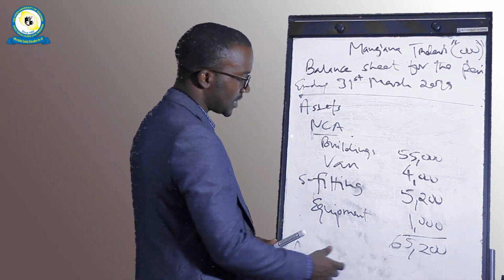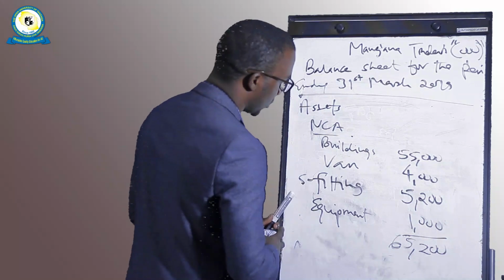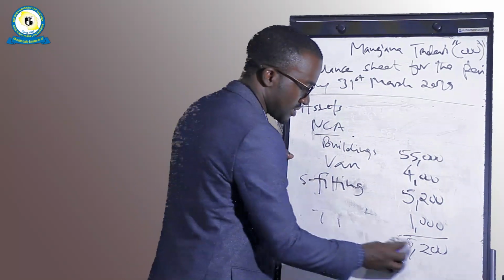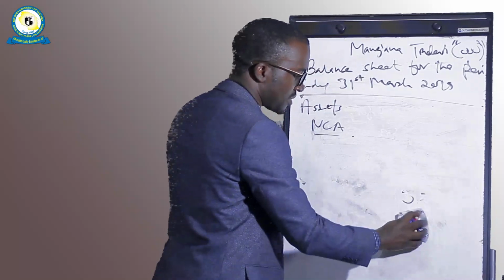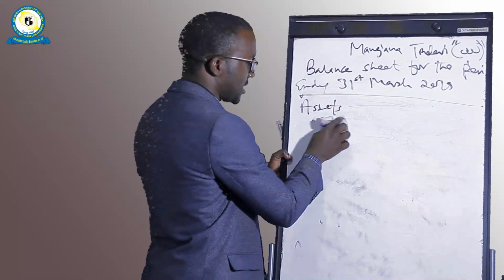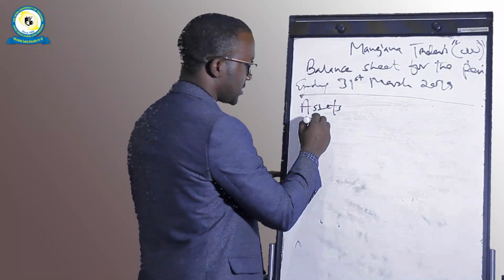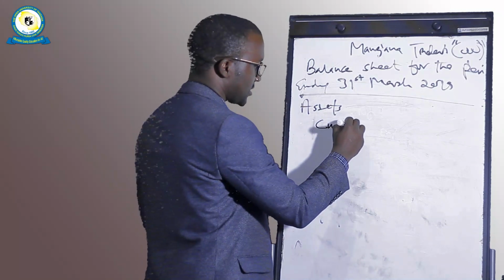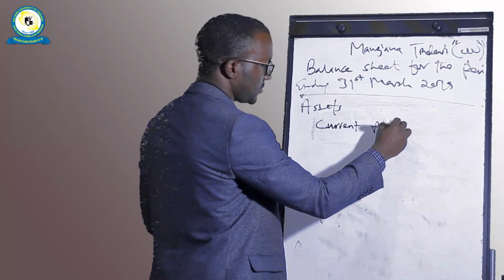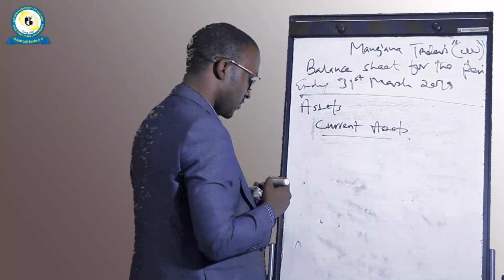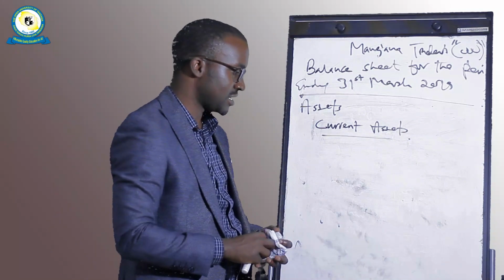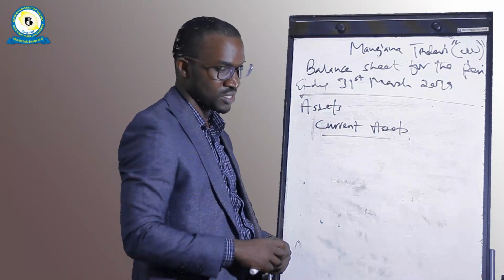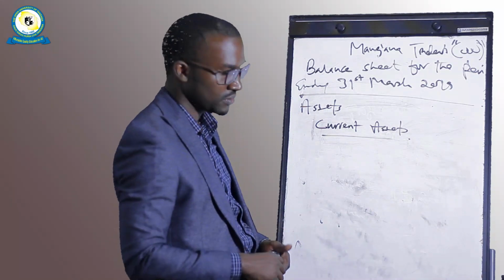Again, from the non-current assets, you have to come up with the current assets. I'm going to wrap here. You have to remember that figure, 65,200. That is non-current assets. Then let us see the current assets. The elements of our current assets include cash and cash equivalents, debtors, prepaid expenses and so forth. Let us go to our question.